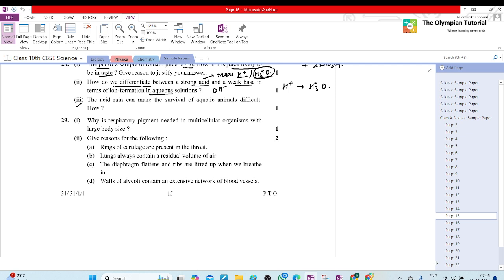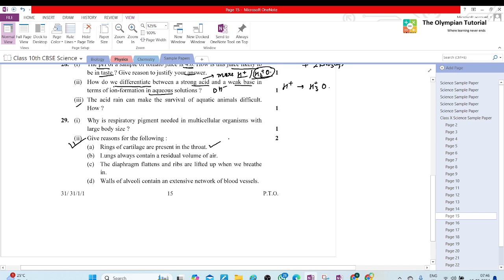Next, give reasons. You told me correctly, but still I will explain again. Diffusion pressure alone cannot take care of oxygen delivery to all parts of the body. Reason: rings of cartilage are present in the throat to ensure that the air passage does not collapse. Next, chest cavity becomes larger. Sorry, I think I told you different answers for this one. You will just remember.